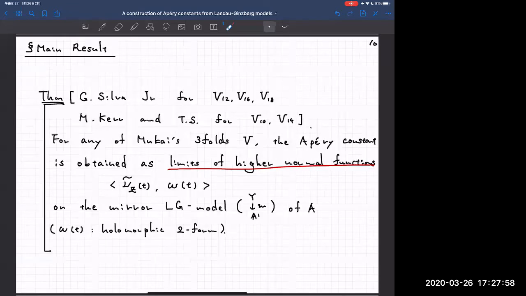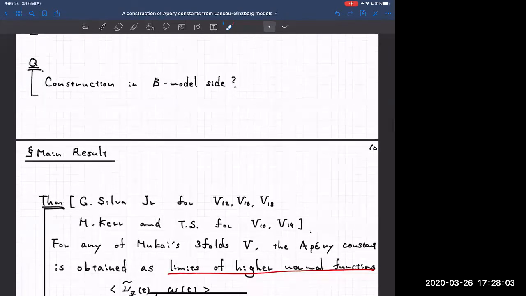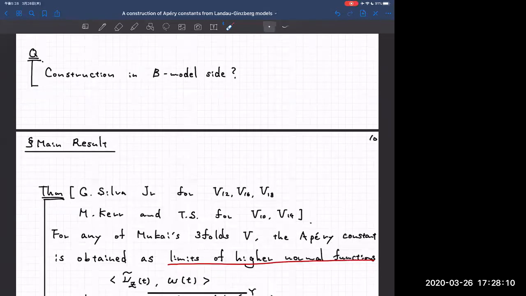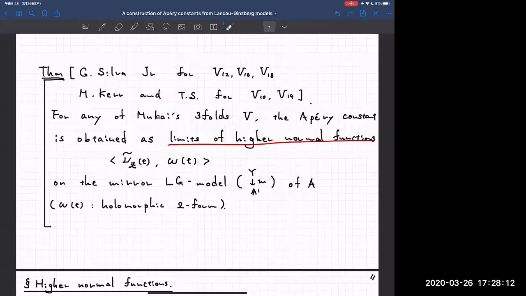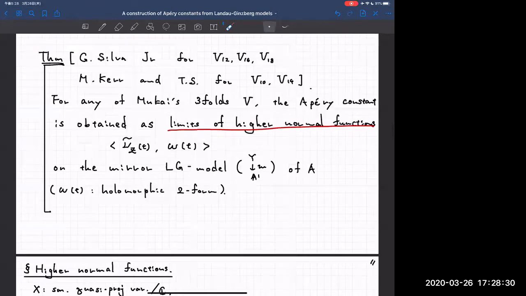So now I would like to introduce the main result. Again, the question is to construct these B and A, the Apéry constants, by using the B model side. The result for V12, V16, V18 is given by Silva Jr. And for V10 and V14, V10 is by Matka, and V14 is given by the speaker.